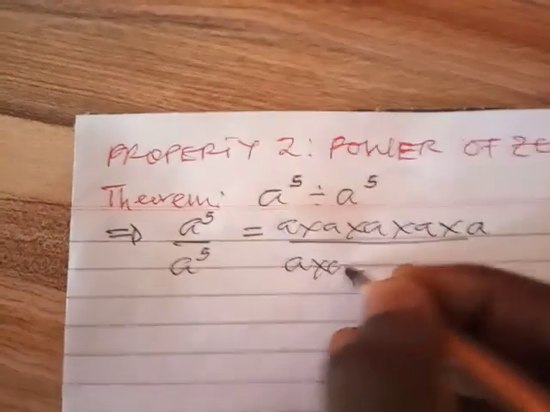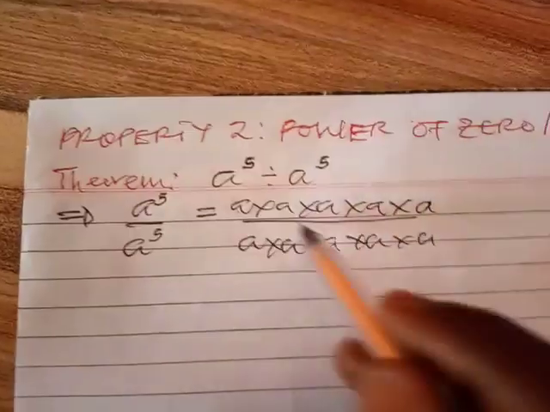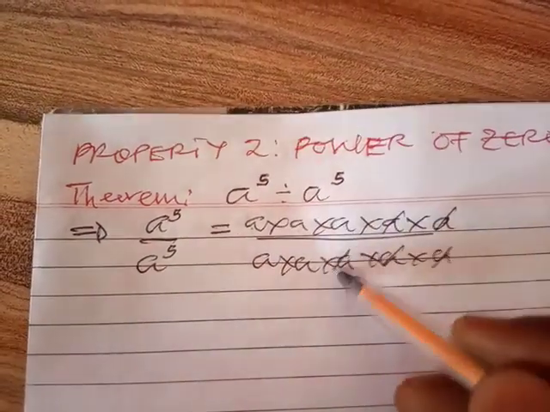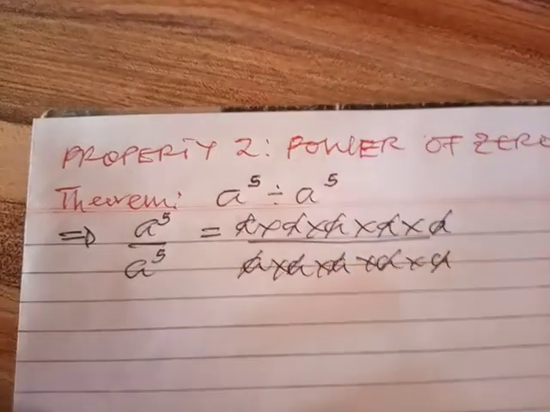The same thing happens here. Now you can see that we have 5 a's here, and we have 5 a's here. So you can see that everything has cancelled out and we get 1 over 1, and the answer is 1.